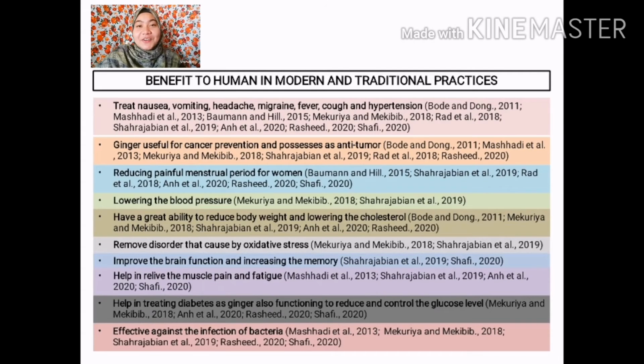Okay, now we go to the benefits of ginger. First, we go to the benefits of ginger on humans. First, a lot of studies stated that ginger functions in treating nausea, vomiting, headache, fever, cough, and hypertension. Second, it can also prevent cancer and tumor. Third, for women, it can treat and reduce menstrual pain.